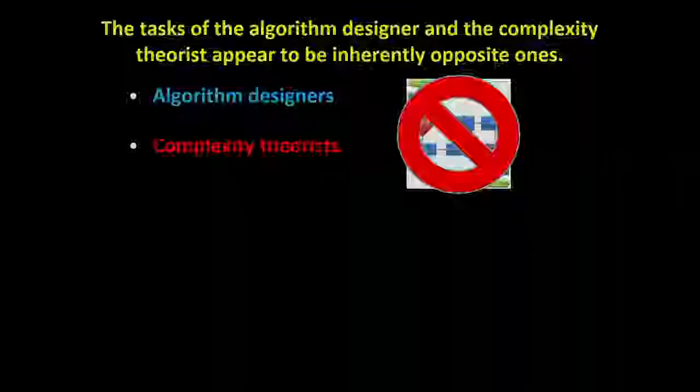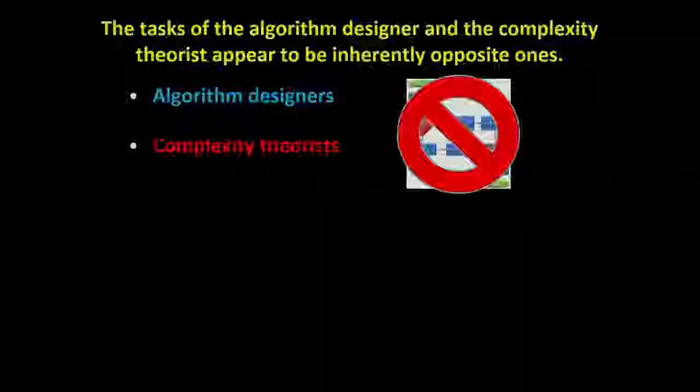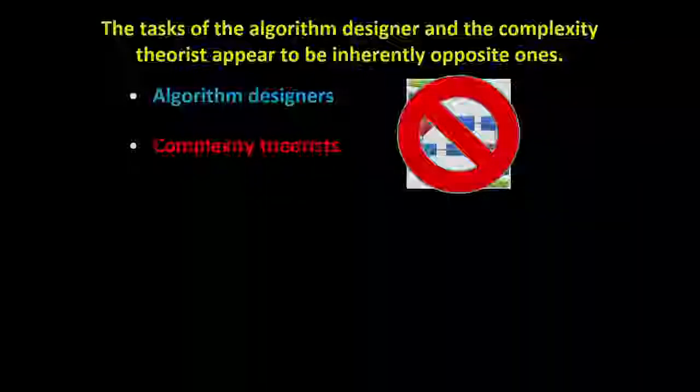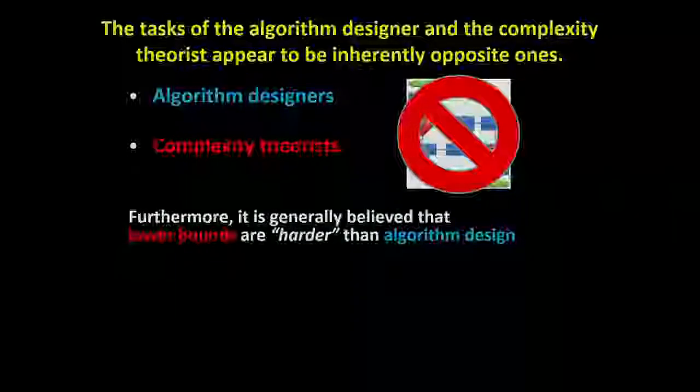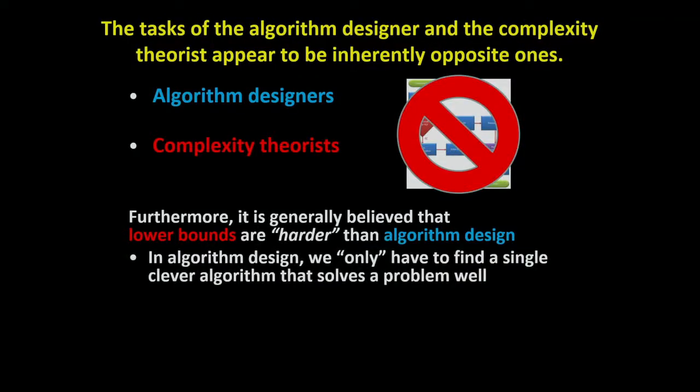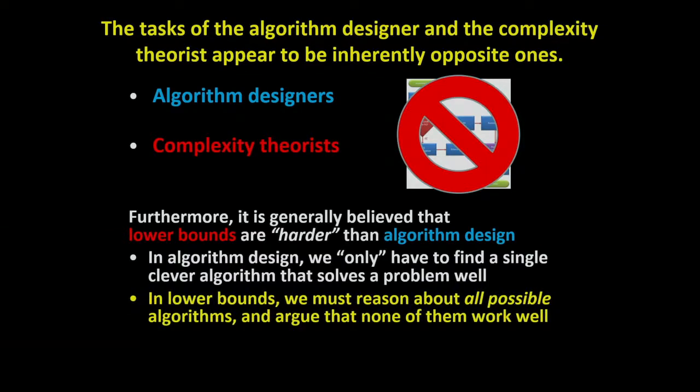So, stated that way, the tasks of the algorithm designer and the complexity theorist appear to be inherently opposite. One is trying to find an algorithm, one is trying to rule it out. And furthermore, it's generally believed that lower bounds are harder than algorithm design. And the intuition there is pretty strong. In algorithm design, we only have to find a single nice algorithm that solves the problem well, for whatever notion of well we might come up with. Whereas in lower bounds, we somehow have to reason about all possible algorithms and argue that none of them work well. Somehow we have to reason about algorithms we will never even see and argue that none of them will work well.